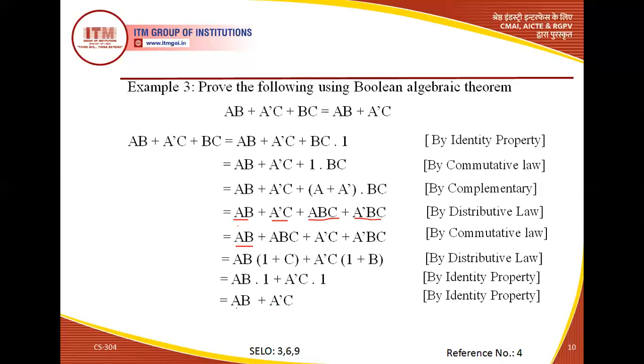So now we find the final term AB plus A dash C. So we can say that AB plus A dash C plus BC is equal to AB plus A dash C. Now you can ask, sir, why we multiplied or performed the OR operation of 1 with the BC?